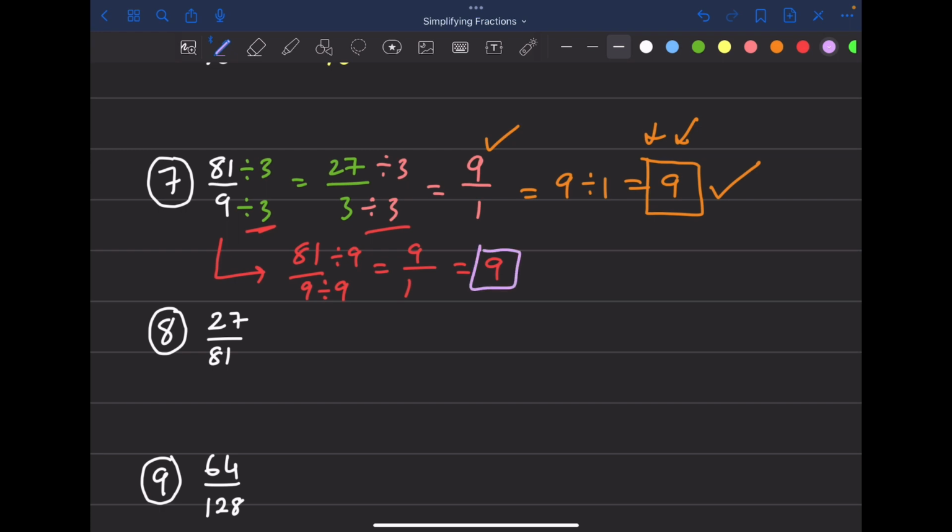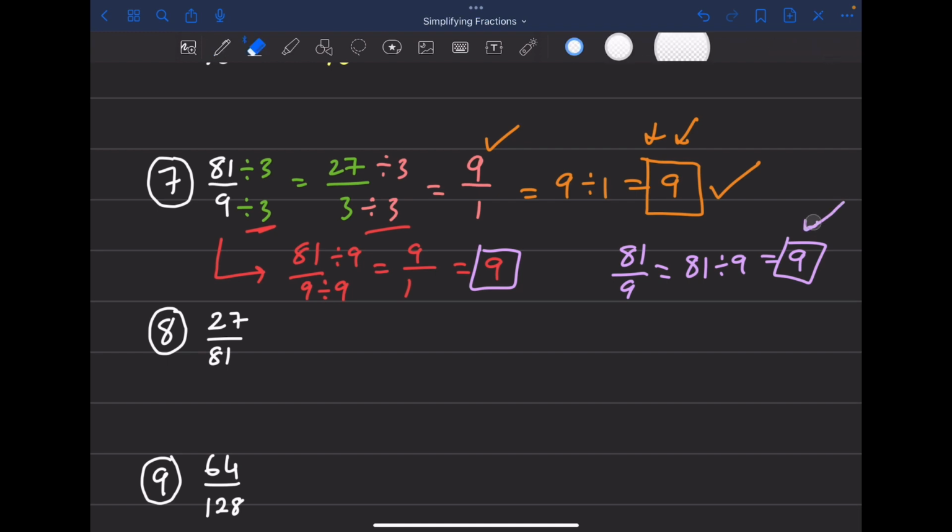You could have noticed that 81 over 9 is the exact same as a division, which is 81 divided by 9. And you already know this. 81 divided by 9 is 9, so we are done. Once again, there are 3 ways of getting this, and there's also a bunch more. These are 3 ways I showed you, but there's also an infinite amount of ways you could have done this. So as long as you get the right answer, which is 9, you are correct. It doesn't matter how you did it, as long as you get the right answer. But yeah, that's question number 7.